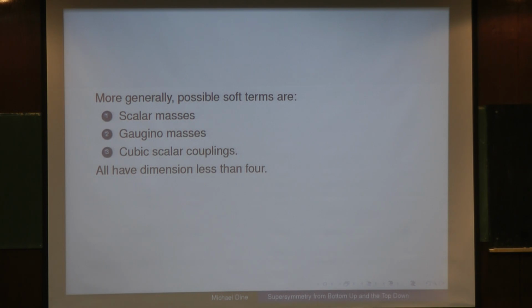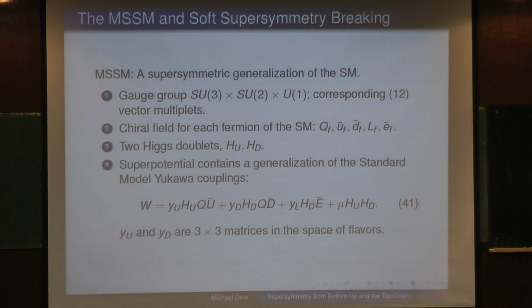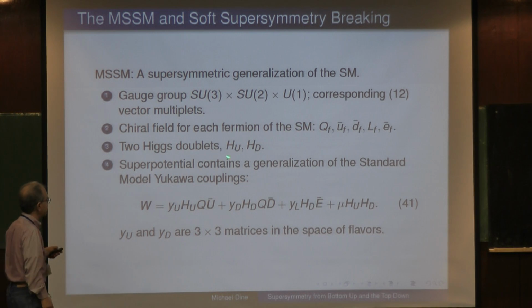And then we started to talk about a simple generalization of the standard model, which is supersymmetric. So we have here a gauge group SU(3) cross SU(2) cross U(1). We have chiral fields for each fermion of the standard model. We had two Higgs doublets, H_U and H_D. And the fundamental reason we stressed for this, why we need at least two, is we need to cancel anomalies.